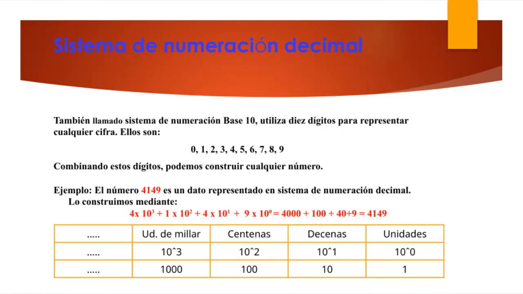Let's talk about the decimal system, also known as base 10. It uses 10 digits, 0 through 9, to represent any number. Each digit's position tells us its value, from thousands down to units. For example, the number 4,149 breaks down like this: 4 times 1,000 plus 1 times 100 plus 4 times 10 plus 9 times 1. By combining digits this way, we can build any number we need.